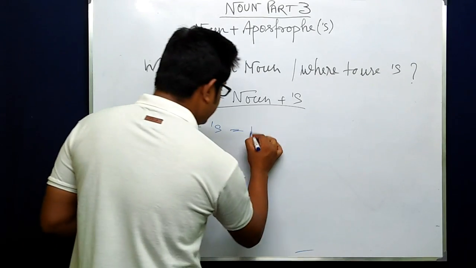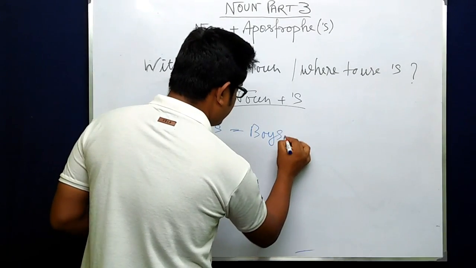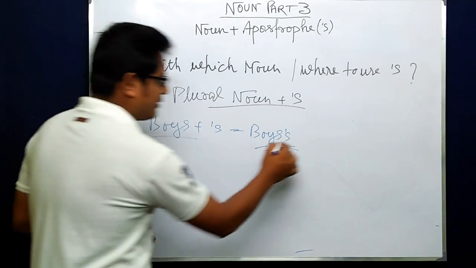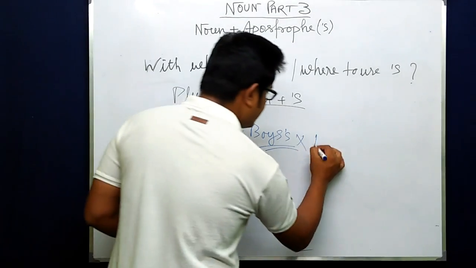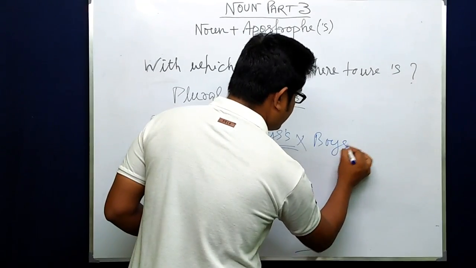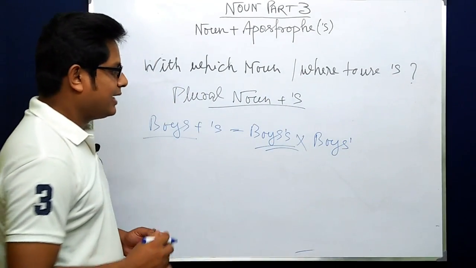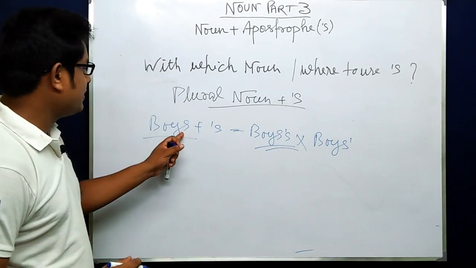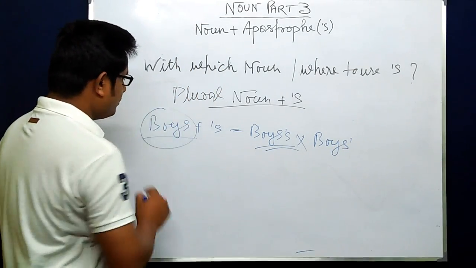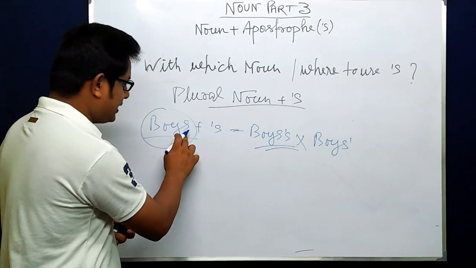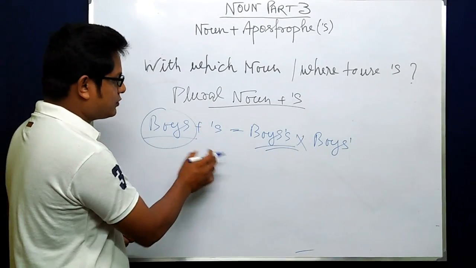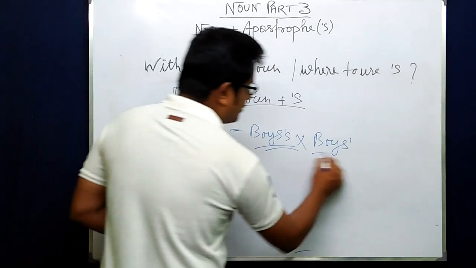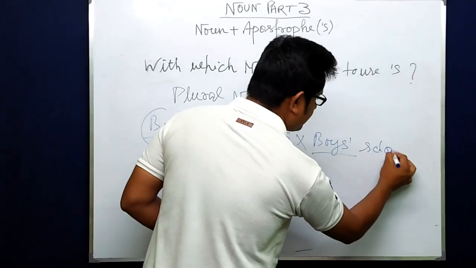Can you write this? No, you cannot write it. Then how to use it? This one. Means again you have to use just the apostrophe, not apostrophe s, because this plural noun already ends with s. So you can use only the apostrophe, then it will be better. So you have to write boys' school.